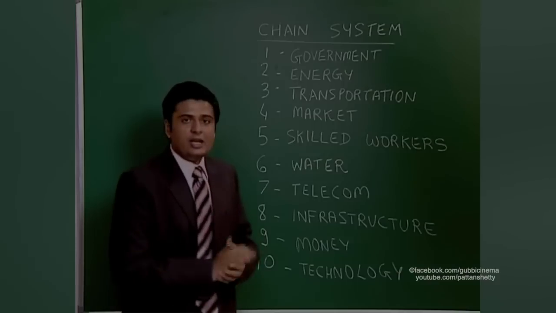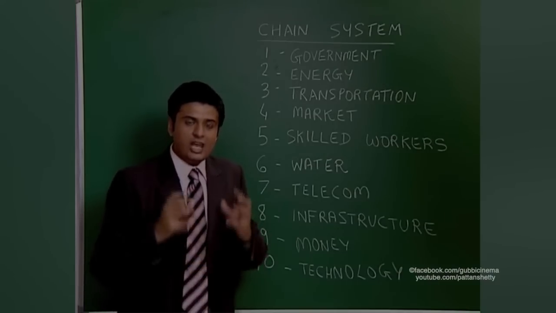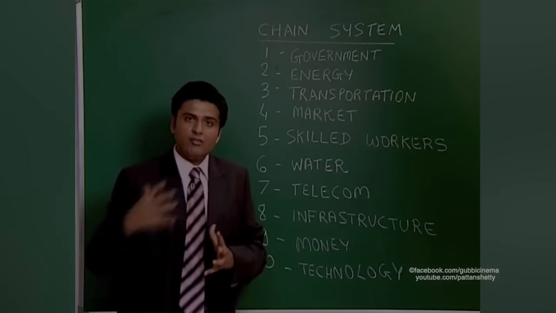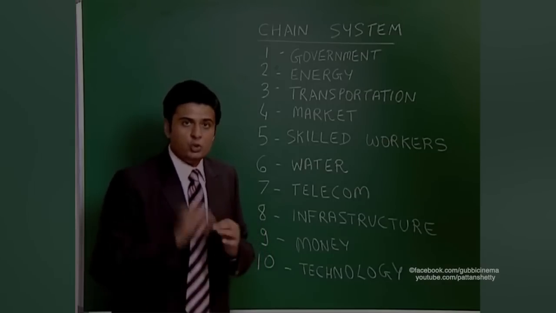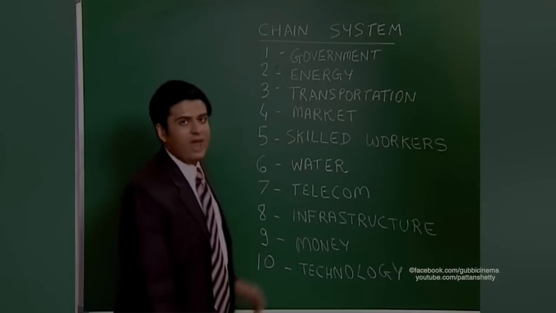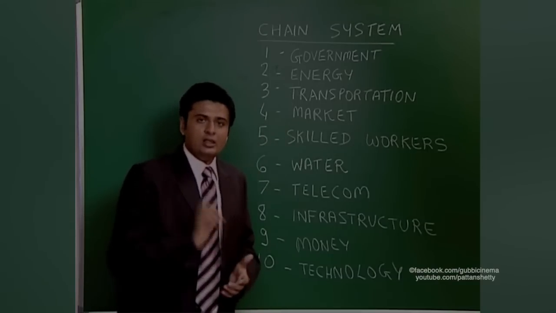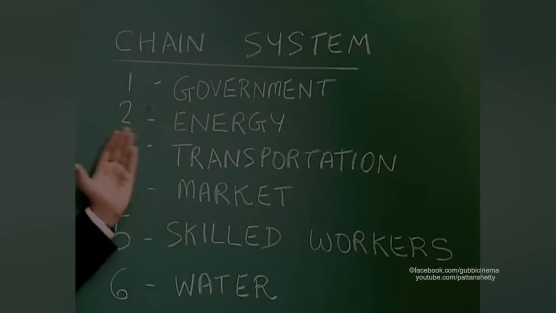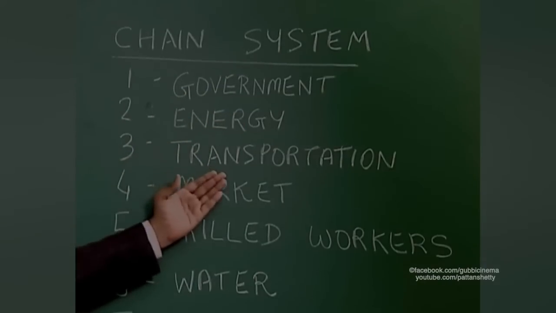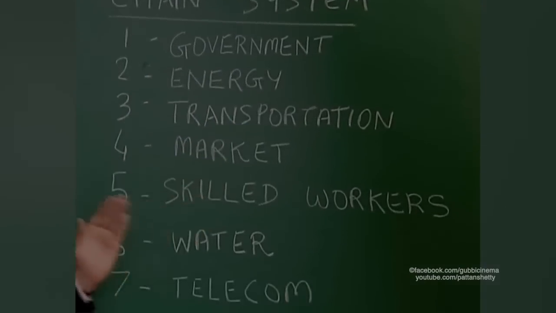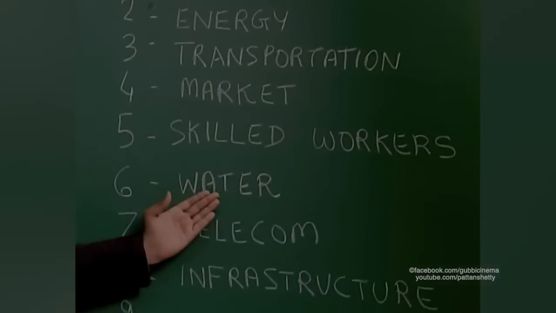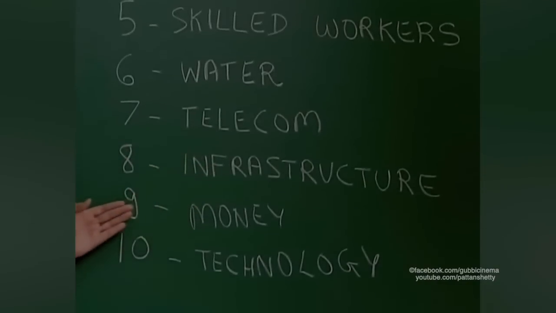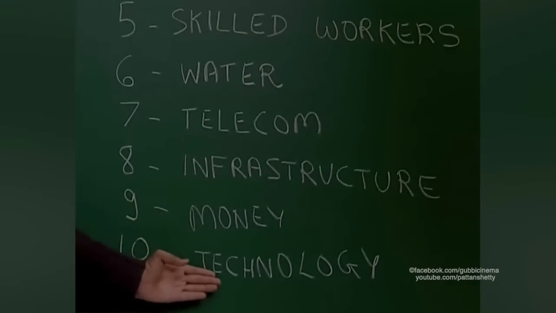Here friends, I have taken 10 points of an answer and the name of the answer is locating industries. That means if you are starting a factory or a new industry, you need to check for these 10 factors. Let us have a look at the factors. The first point when you are setting up a new industry is that there is government permission, second is energy, third is transportation, fourth is market to sell, fifth is skilled workers, sixth is water, seventh is telecom, 8 is infrastructure, 9 is money, and 10 is technology.